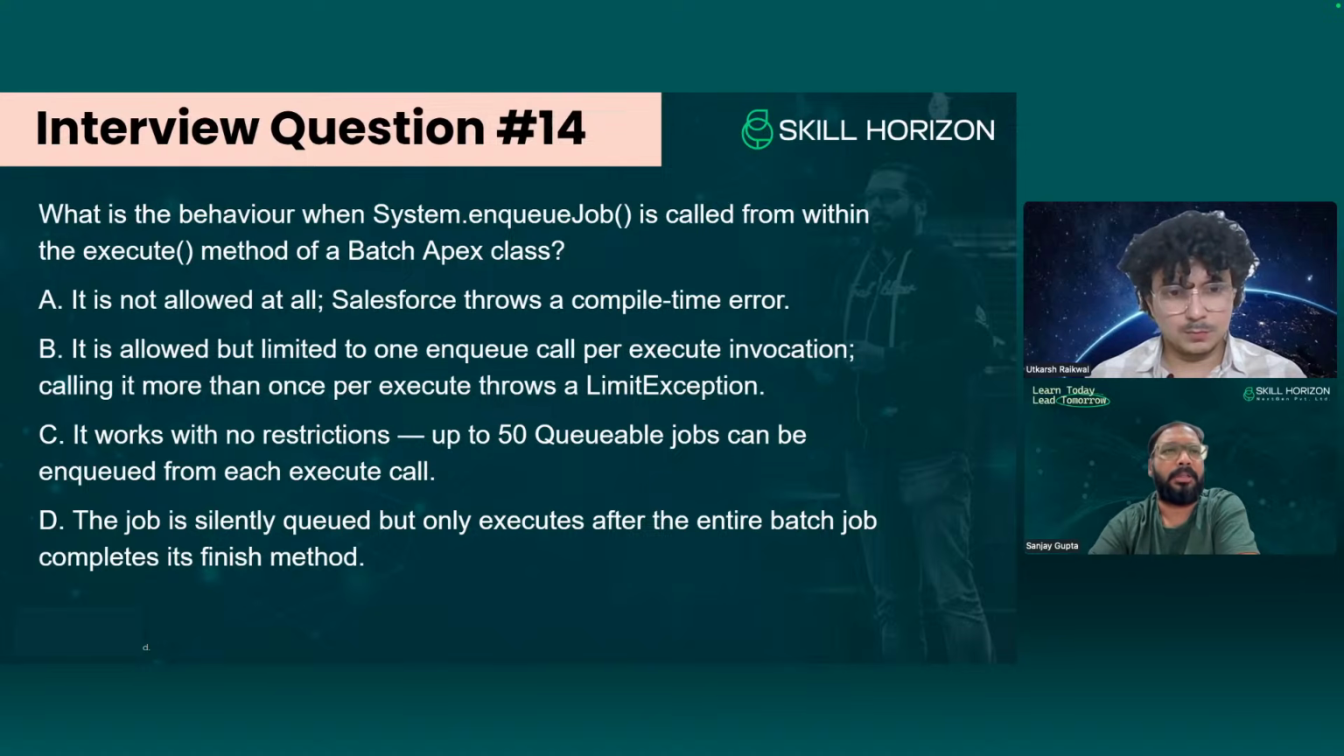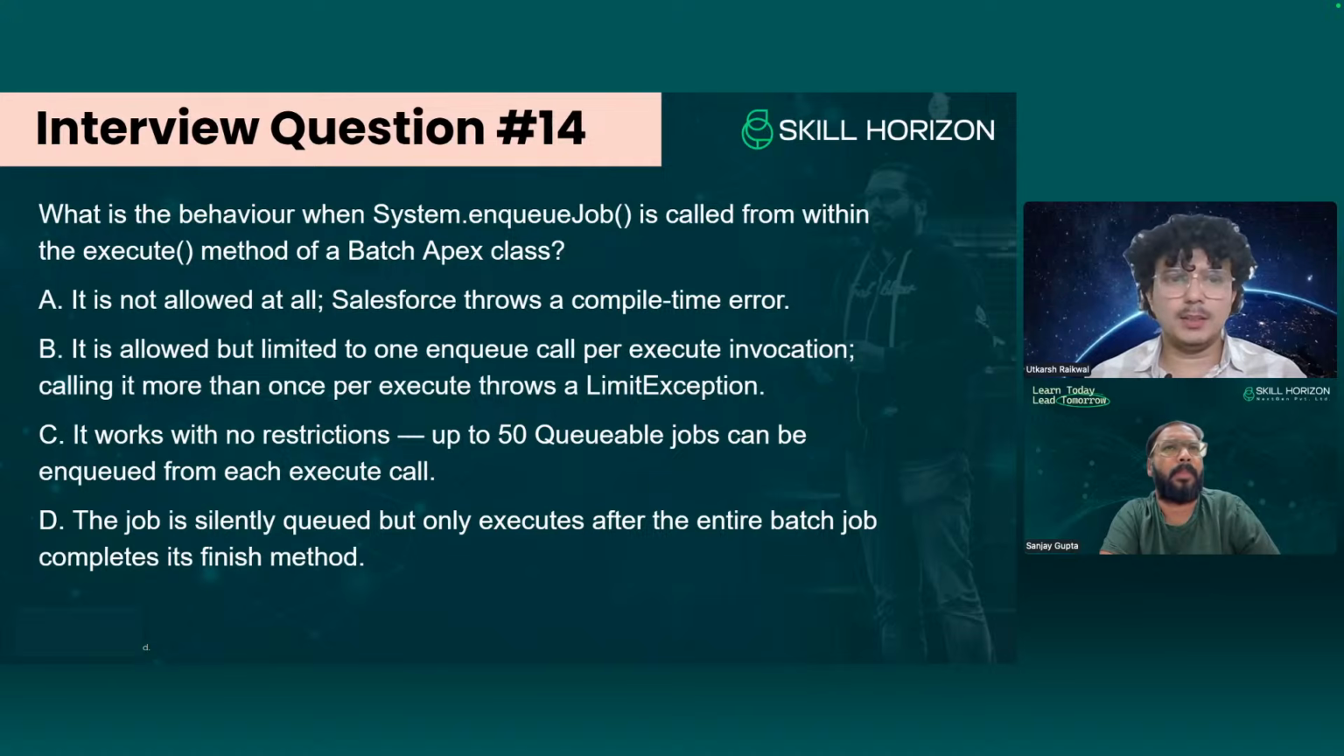C, it works with no restrictions. Up to 50 queueable jobs can be enqueued from each execute call. D, the job is silently queued but only executes after the entire batch job completes its finish method. So what do you think? Which one is the correct answer here?